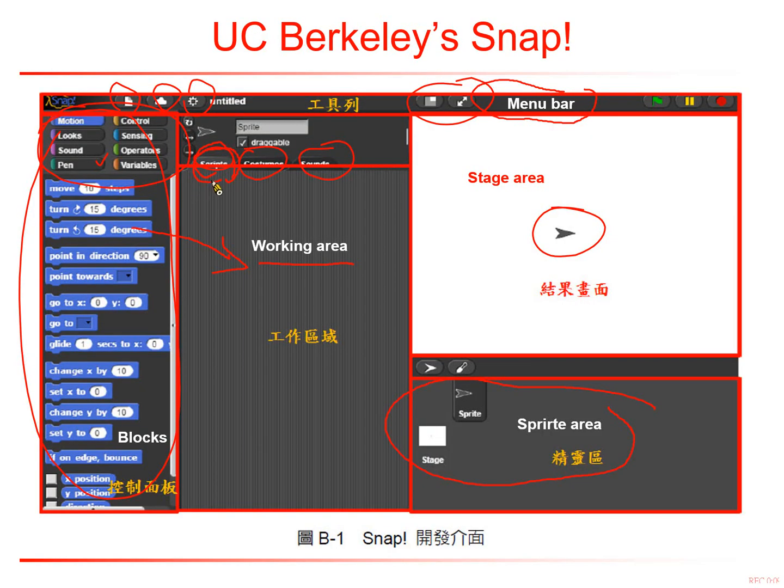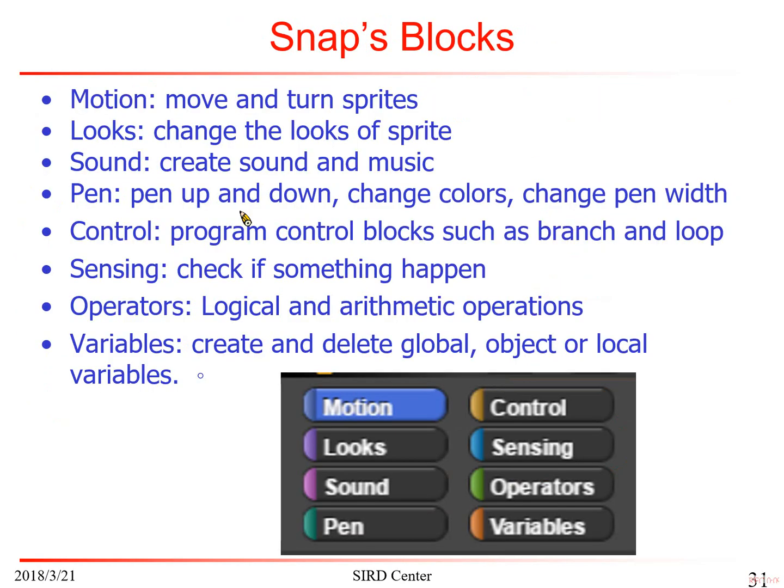Alright, I guess that is good enough introduction to Snap. Probably we can try to write a simple program. As we mentioned, there are 8 categories of blocks. Motion means moving the sprite, and looks means you want to change the outfit of the sprite. Sound means you can play songs or music. And pen means you probably want to draw geometric figures, so that you can put a pen down, change color and change width, and then you can do a bunch of drawing.